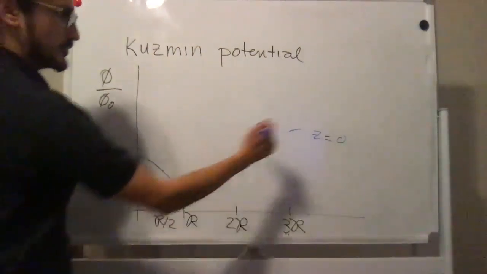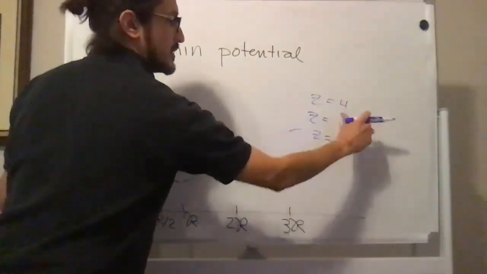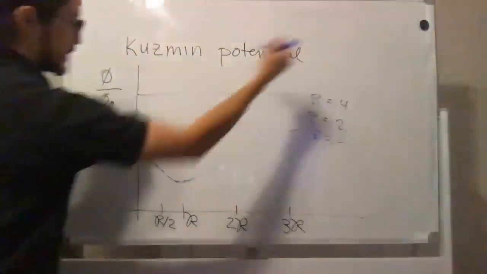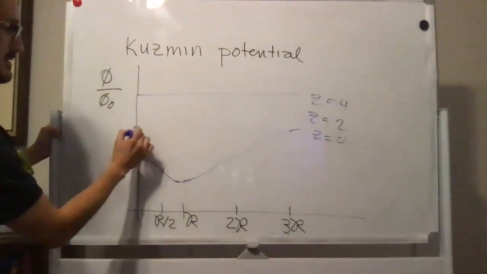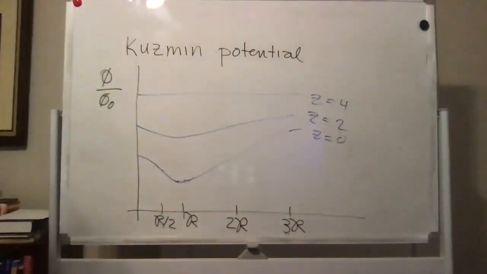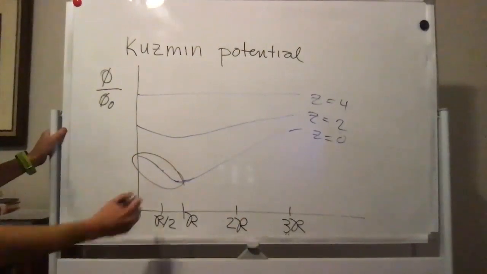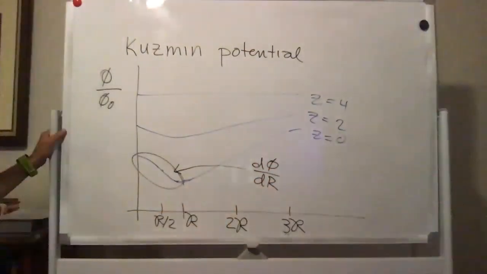Then as you move to higher z, this looks more like a straight line, still going up. And this one is another in between, so maybe it goes down a little, but then goes up. This is just the shape of your potential. What is important to notice here is that in this part, the derivative of the potential with respect to R is about constant, right?